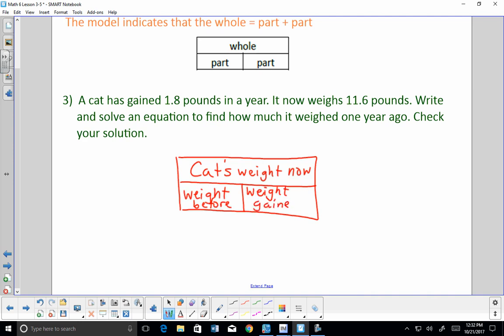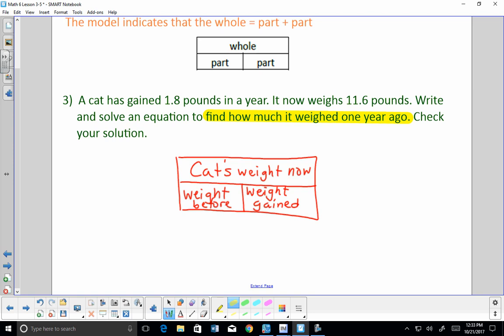Okay, I know that. That makes sense. The weight last year and the weight it's gained has got to be the cat's weight now. So the next thing I need to do is, the question here is asking me how much it weighed 1 year ago. That's the question that this statement is asking. It's saying it wants to know how much did my cat weigh last year.